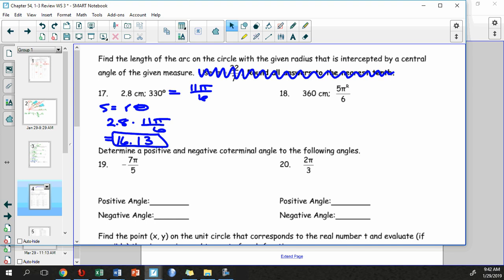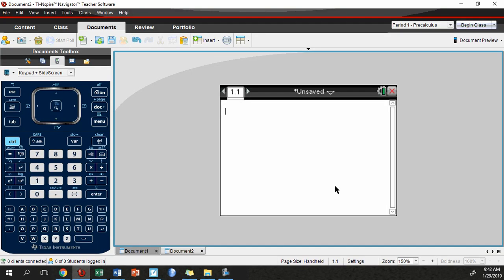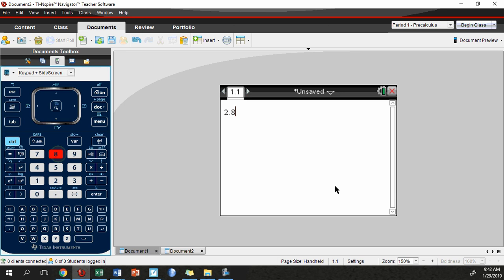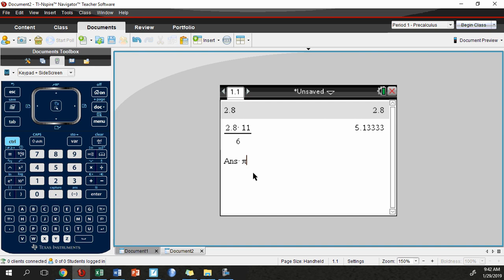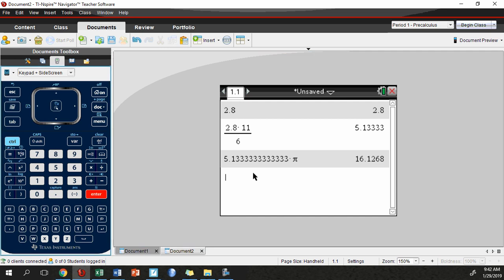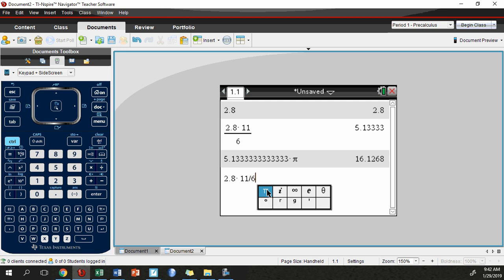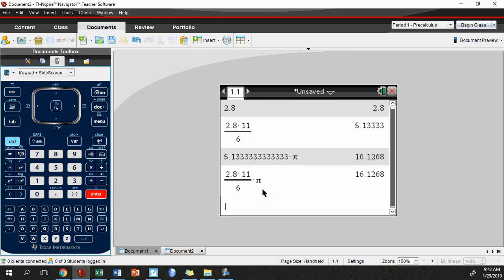So just to show you what I did. 2.8, hit enter, times 11 divided by 6, hit enter, times pi, and hit enter. 2.8 times 11 divided by 6 pi. I don't know that it'll give you the same answer. It will, so just be careful. So it will work. Okay?